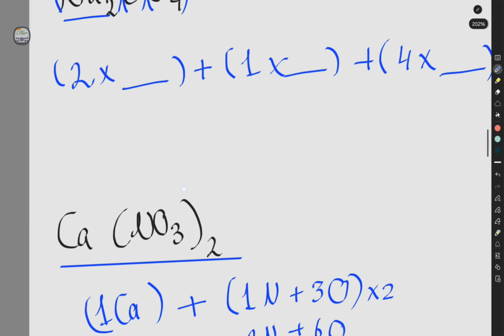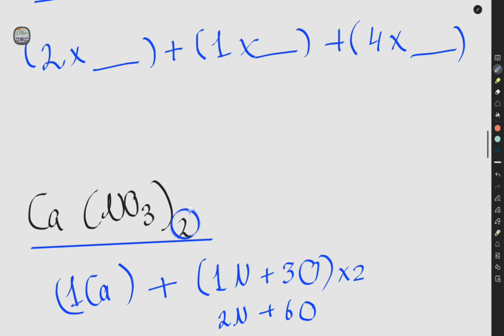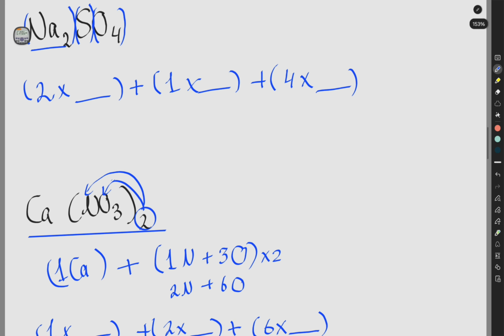So what do I keep in mind? I keep in mind that this number that is outside the bracket, you multiply it with the number of atoms. Each atom that's inside the bracket, you multiply it with this number that's outside. So if I have 2 nitrogen atoms inside the bracket and there's a 3 outside the bracket, you multiply this 3 with the 2 nitrogen atoms and you get 6 nitrogen atoms.